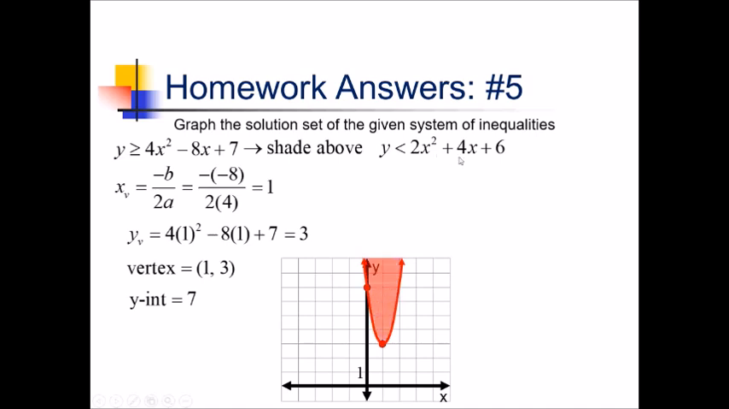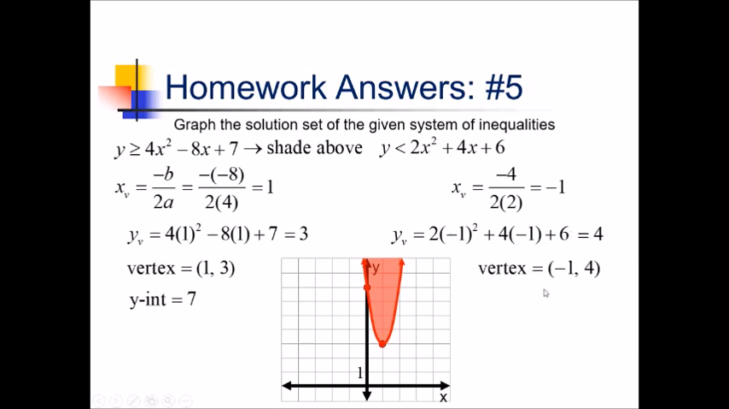Now I move on to the next one. -b over 2a again gives me the vertex, so that's -4 over 2 times 2 this time around. -4 over 4 gives me -1 for the x value of the vertex. And now plugging that back into this quadratic to get a y value, 2 times negative 1 squared is really just 2 times 1, or just 2. So we've got 2 minus 4 gives me negative 2, and negative 2 plus 6 gives me 4. So negative 1 comma 4.